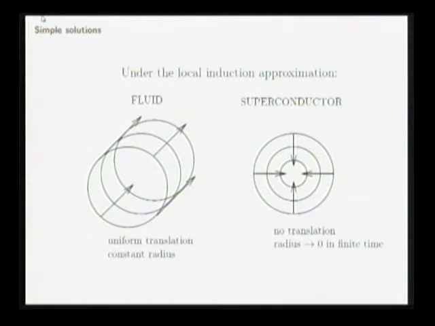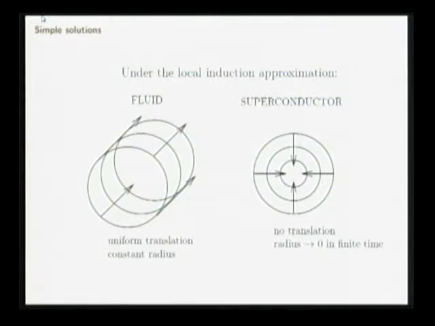All right, so what do solutions to the equations look like? Eveline showed you a few this morning. The simplest is a vortex ring. If you have a vortex ring, it's constant curvature, so a fluid vortex would move in the binormal direction, which is the normal to the plane of the ring. So the radius would remain constant, and you would have uniform translation.